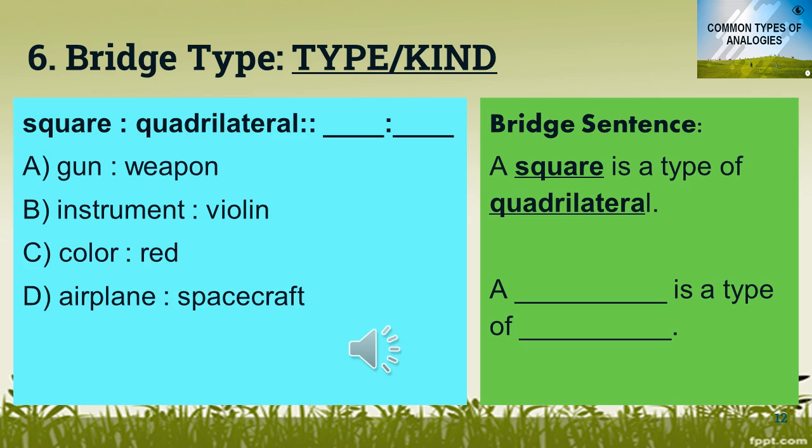So the correct answer is letter A. A gun is a type of weapon. So square is to quadrilateral as gun is to weapon.